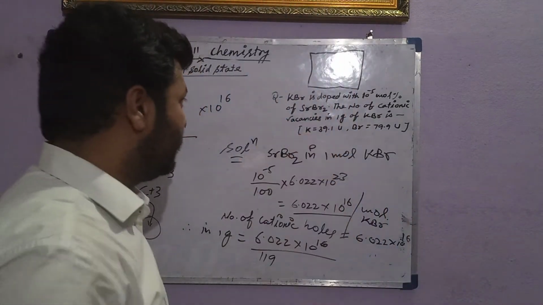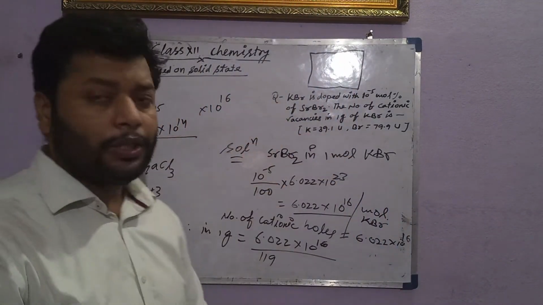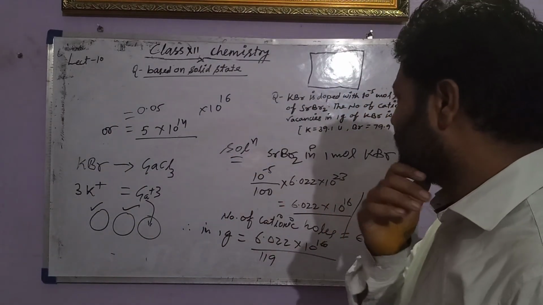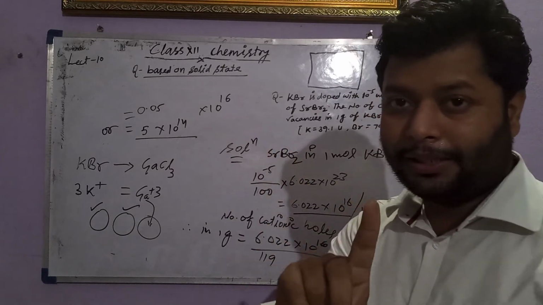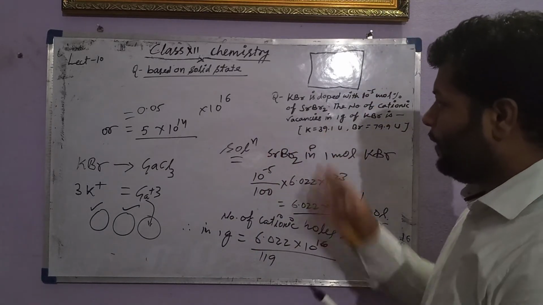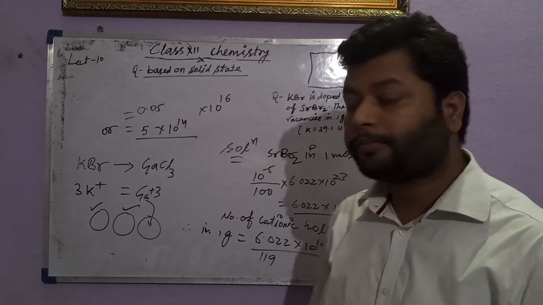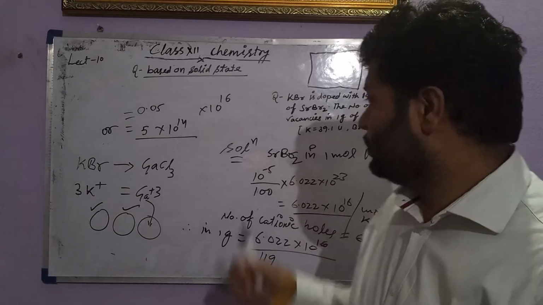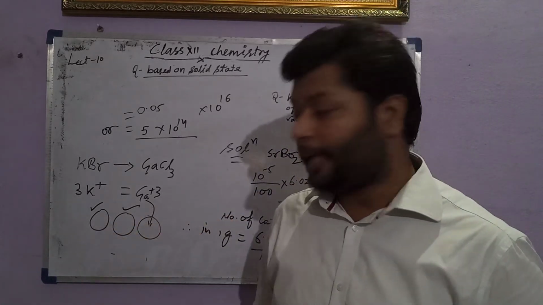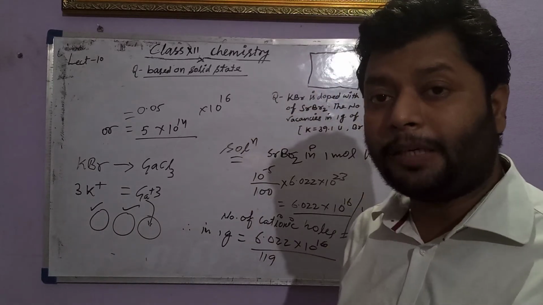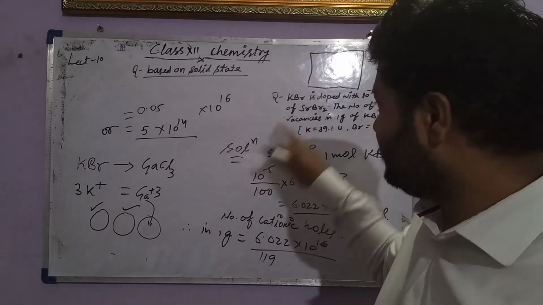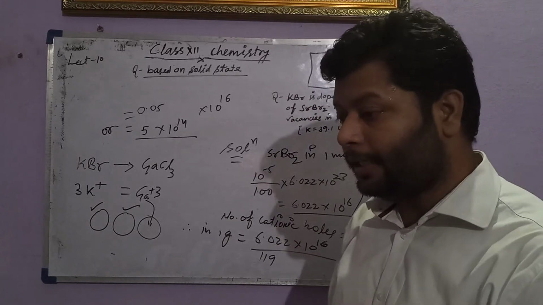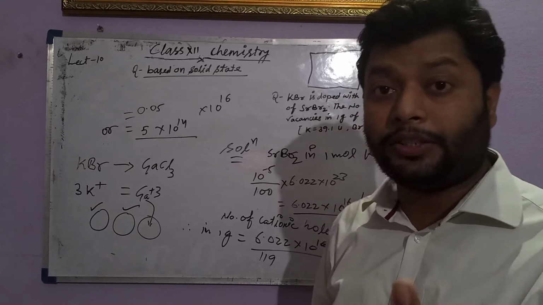See this example. Suppose KBr is doped with strontium bromide. This is an ionic crystal now. Whenever strontium bromide is added in the KBr crystal, cationic holes, the positive holes, are generated. But at the same time, the KBr crystal is not like any semiconductor or metalloid, like silicon or germanium.